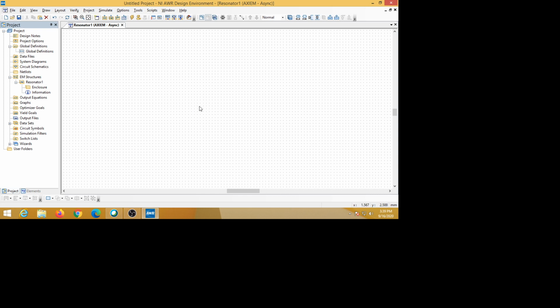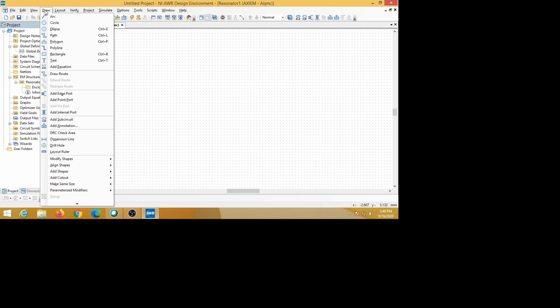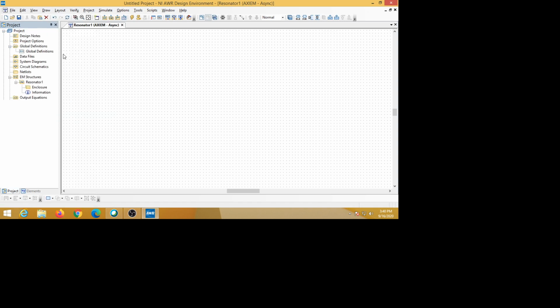Our structure is a rectangular microstrip line resonator. It has two feed lines, and one is a lambda by 2 line, that is the resonator here. To draw the structure, you go to the Draw option, click over Draw, and there is a rectangle option, because our structure is a rectangle. Just click over this rectangle.